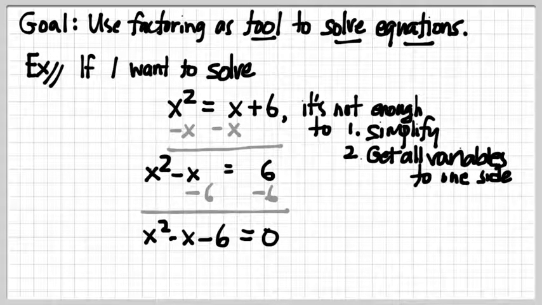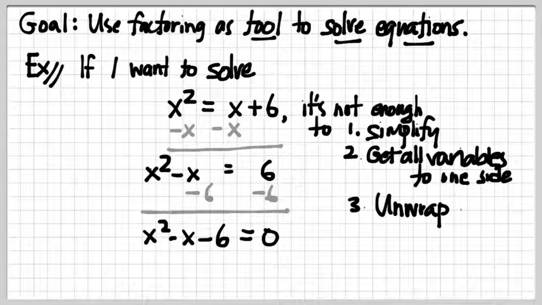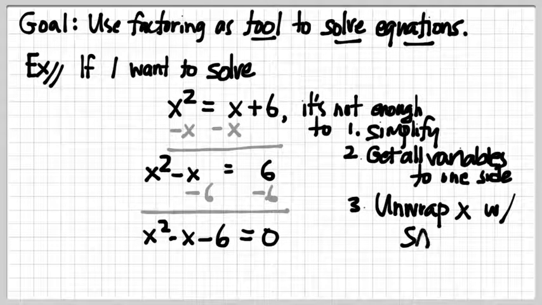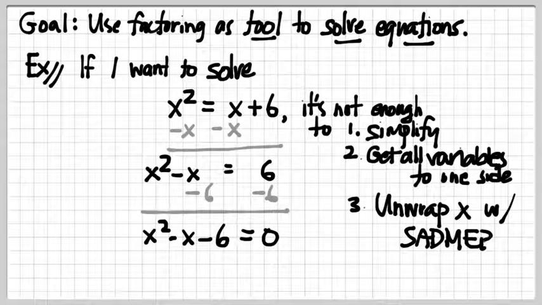So now I've succeeded in getting all my variables to one side. But then in our general strategy for solving an equation, we would try to use the reverse order of operations to unwrap the x. So unwrap the x using SADMEP. The problem is that my x exists in two different places. And I can't try to unwrap one of them without screwing up the other. Because x squared and x are not like terms. I can't get them together. So I can't get them into one place where I can target and unwrap. And so this step is not going to be enough to do it anymore. So we need new technology. We need new tools. And so here's where the new tool comes in.